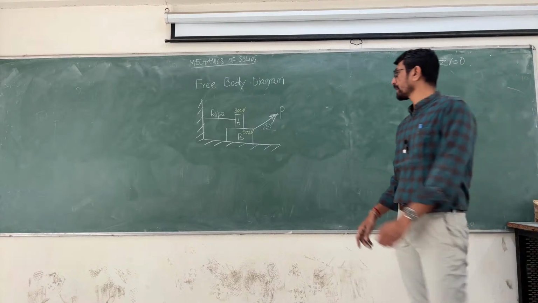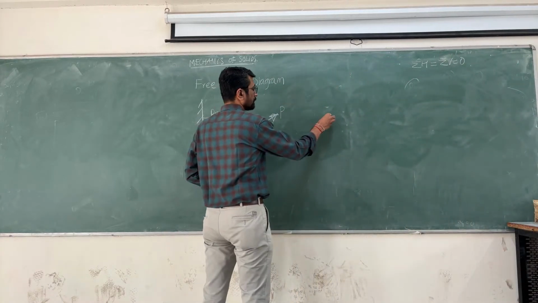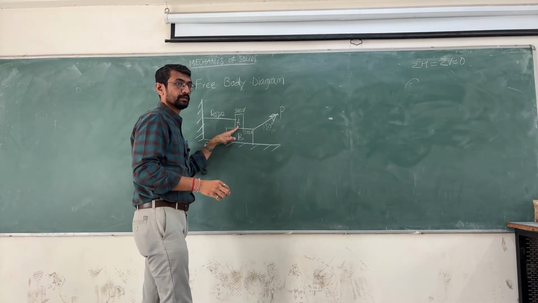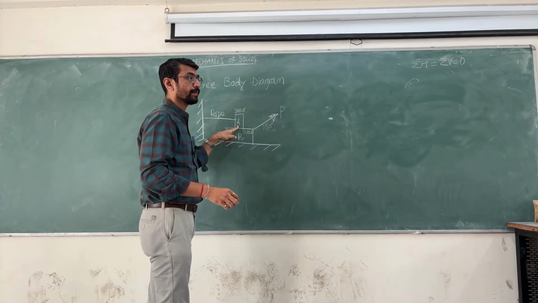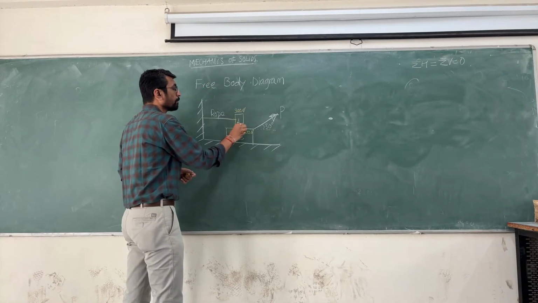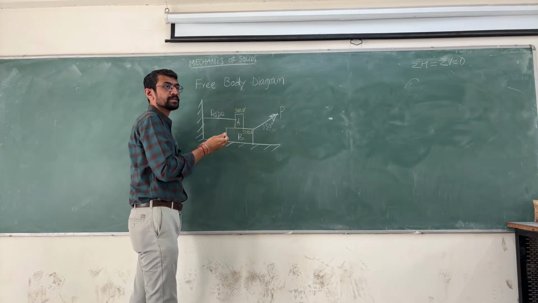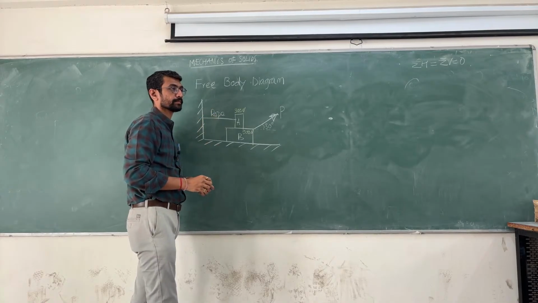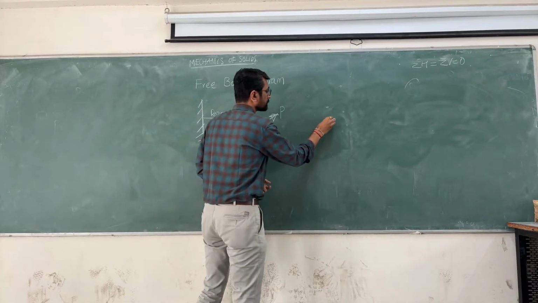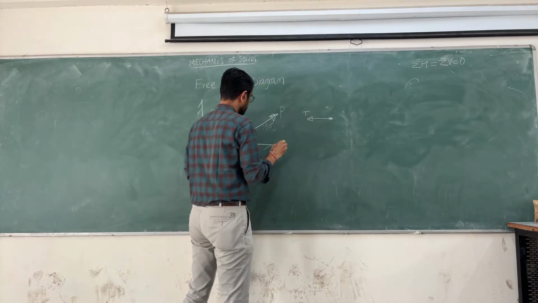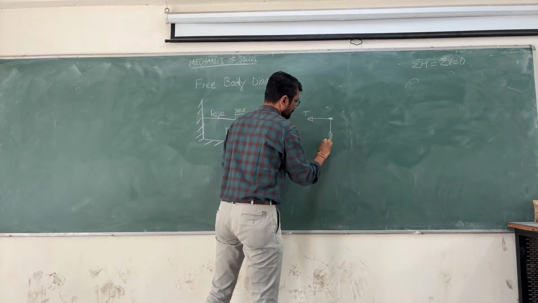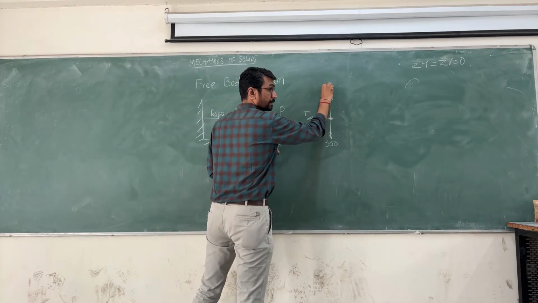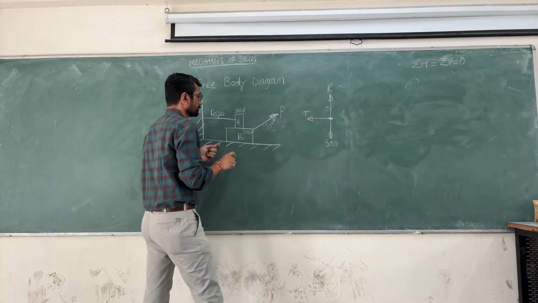Let us first draw the free body diagram of block A. What are the forces acting on block A which are responsible to keep block A in equilibrium? The rope gives tension, suppose T. B on A, 300 we already know.